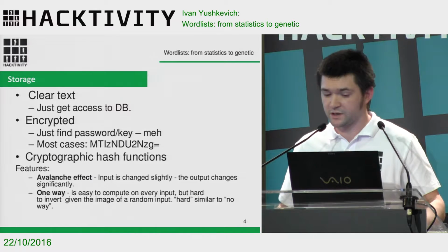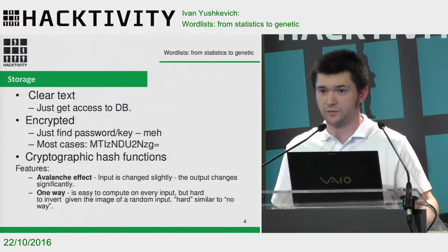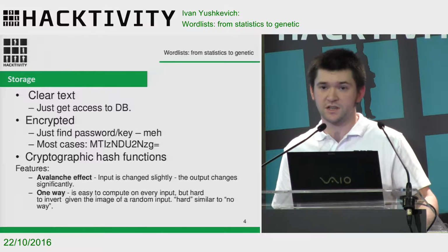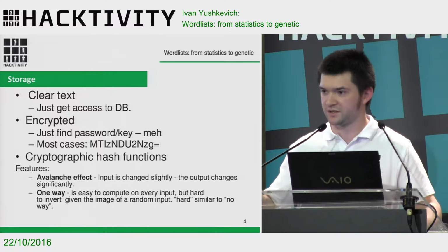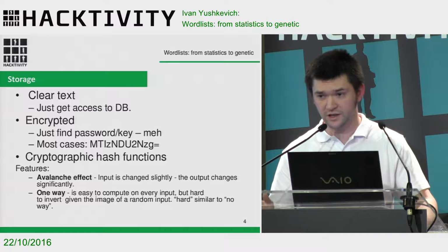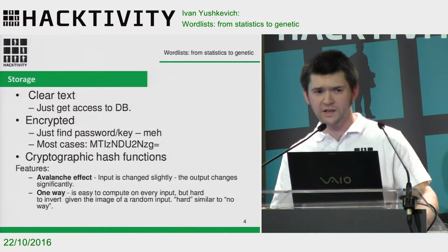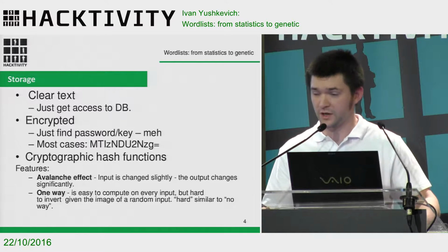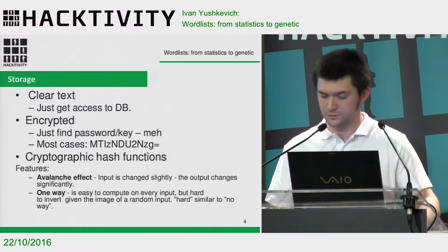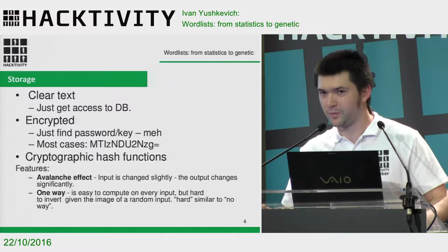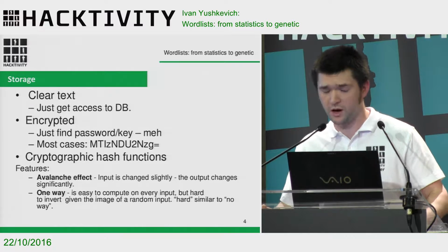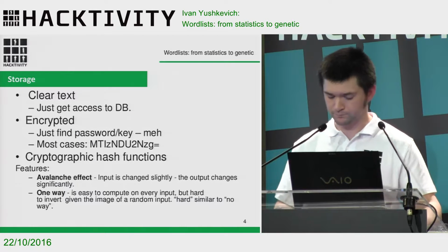There are some features of hash functions. First of all, the avalanche effect: if we slightly change the data, the output will change significantly. And they are one-way functions. So we can easily compute output from the input, but getting the input from the output is nearly impossible.